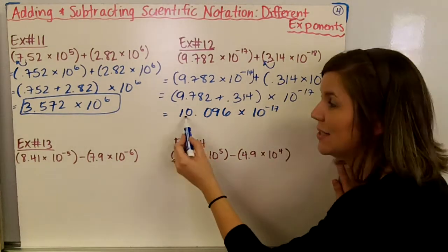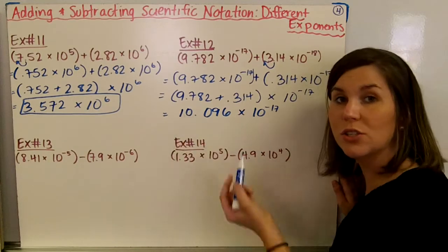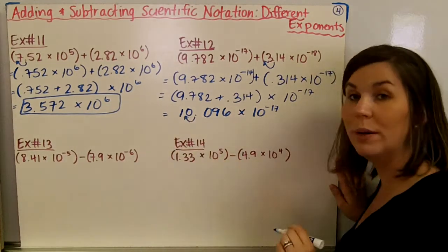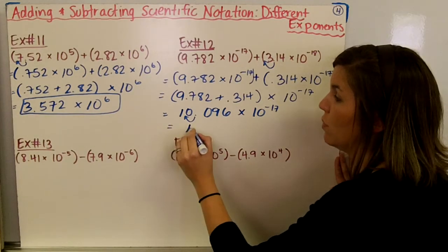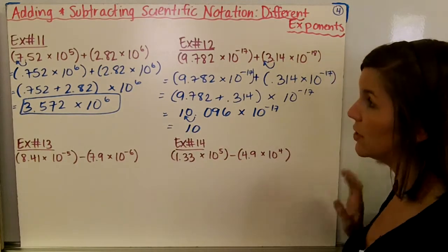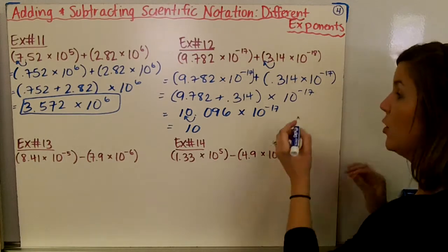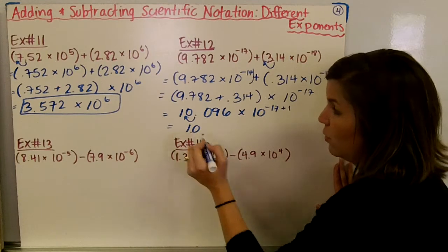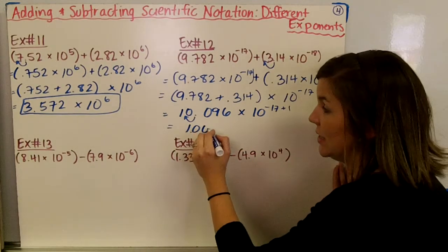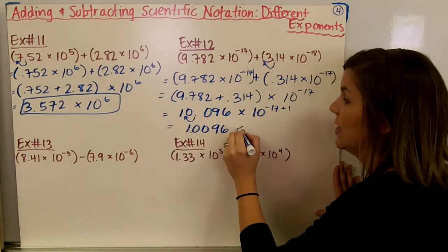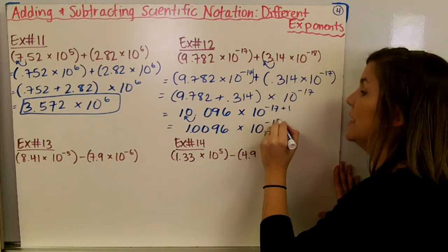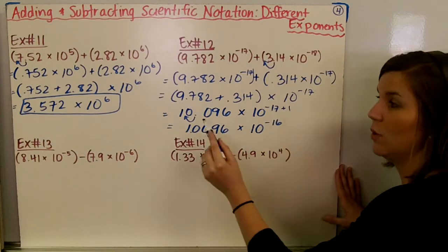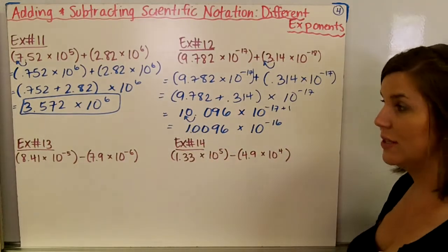This is not in scientific notation because I have 2 digits in front of the decimal and I only need 1. This decimal needs to move one place to the left. Remember that when you move to the left, the exponent gets bigger. We add 1 to the exponent when moving to the left. So it will be 1.0096 times 10 to the negative 16th power. And the negative 16 comes from negative 17 plus 1 because we moved our decimal one place to the left.